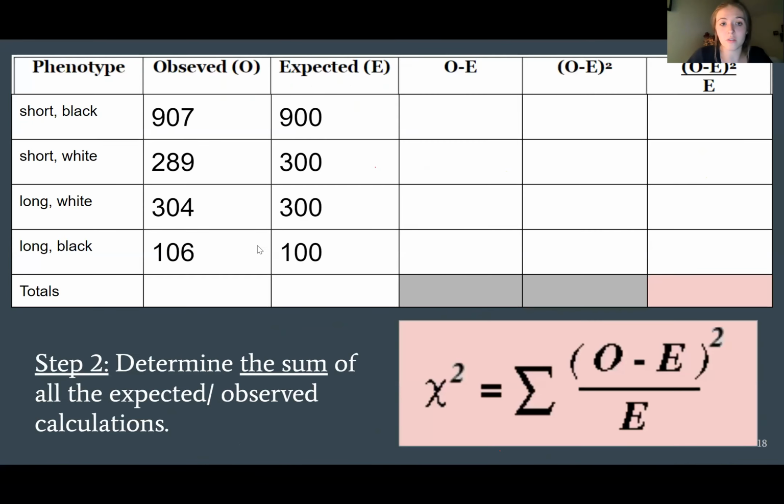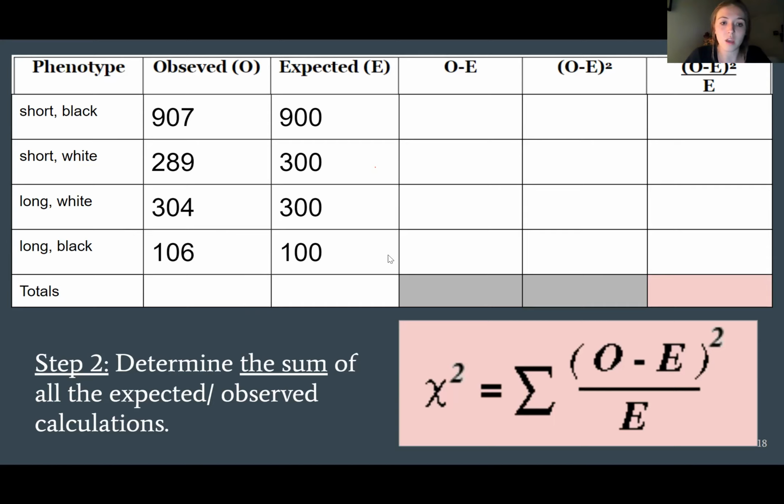These are the same observed and expected values that we had in our last diagram. I've just transferred them to a new diagram. So I've inputted all of the phenotypes here, and we are going to calculate the following values. I would ask you to do this for yourself. Pause the video here and determine these values. What's going to be the observed minus the expected? What's going to be the observed minus the expected squared?